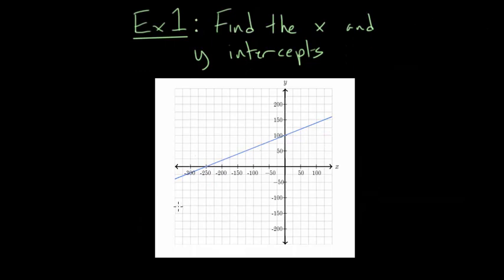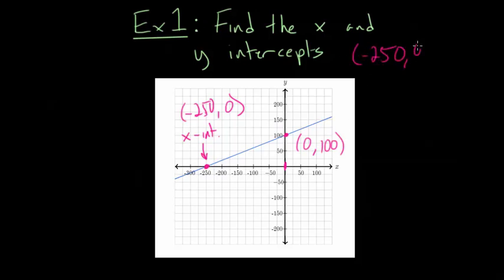So for this one, we're given a graph, and we need to find the x and the y-intercepts. So that's where it crosses this y-axis here and the x-axis down here. So this is our x-intercept, and it's at the point minus 250 for the x value and a y value of 0, whereas this y-intercept, it's at an x value of 0. Remember, all points along this line have an x value of 0, and the y value is at 100. So these are the two intercepts, (-250, 0) and (0, 100).